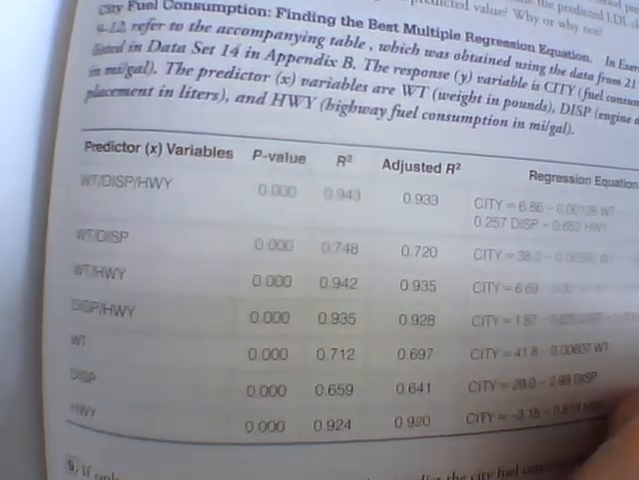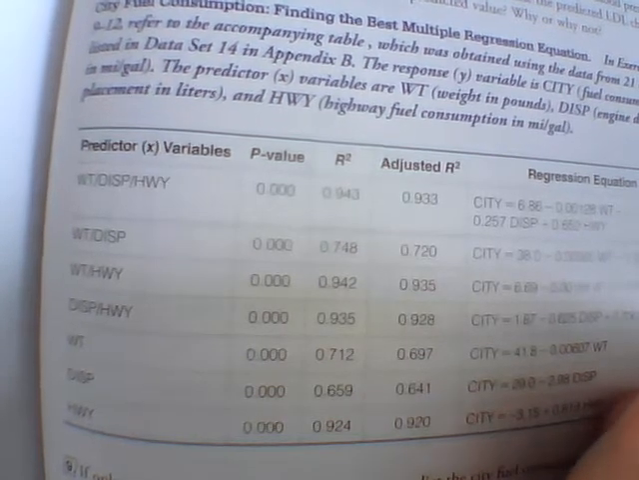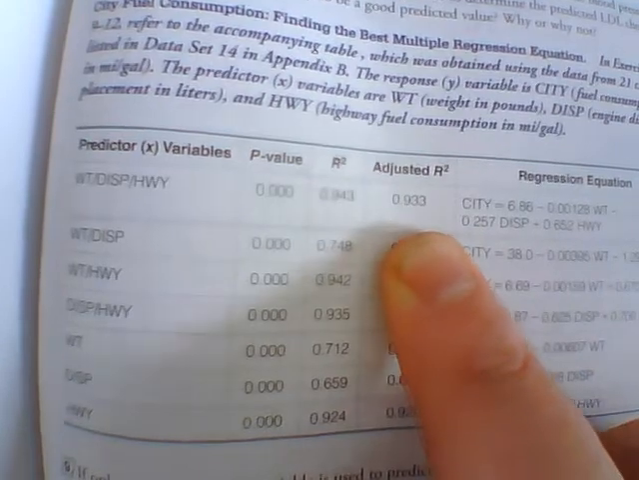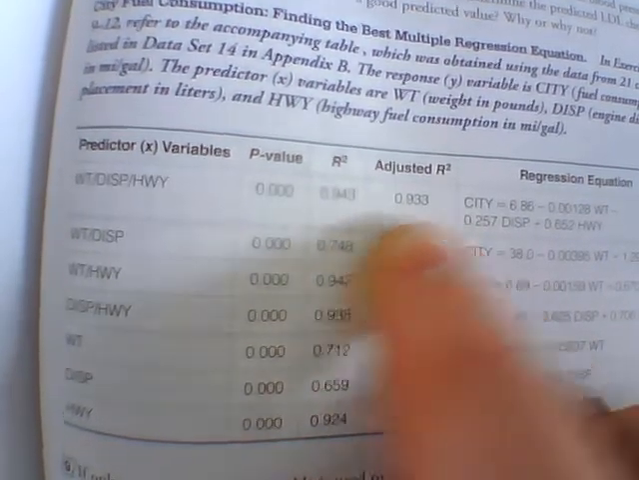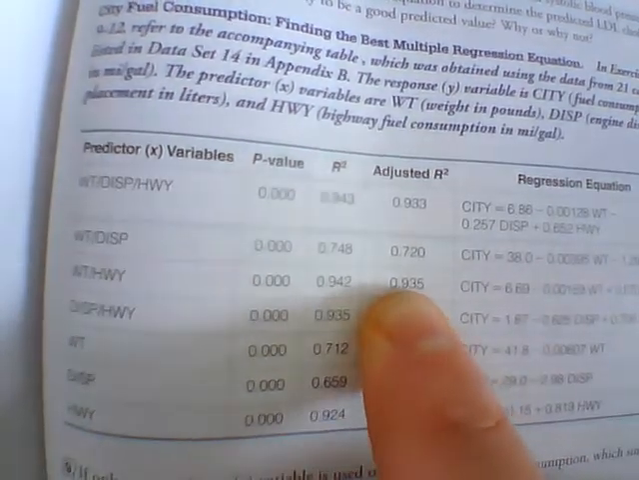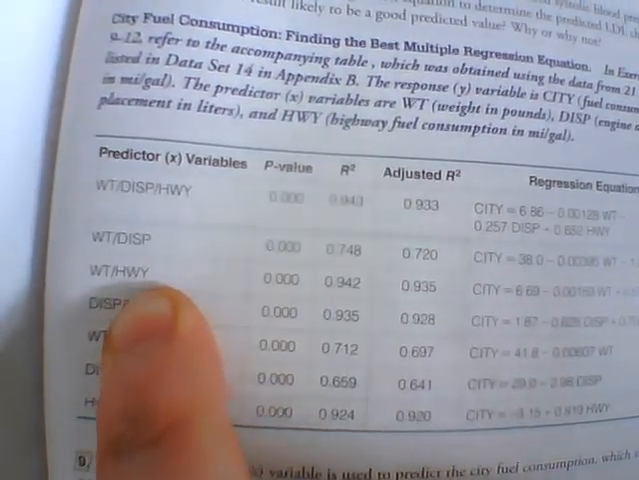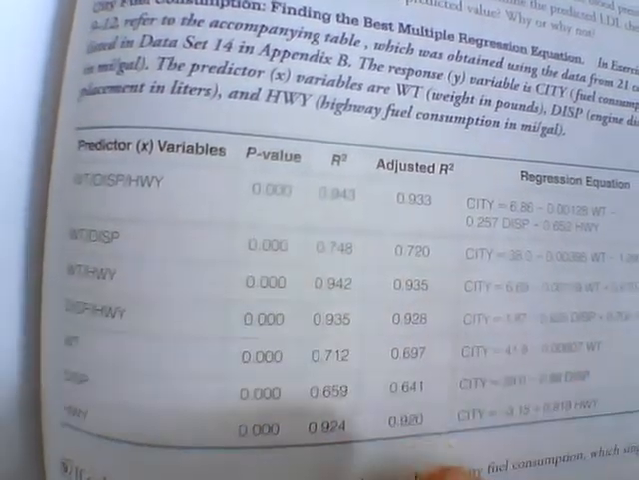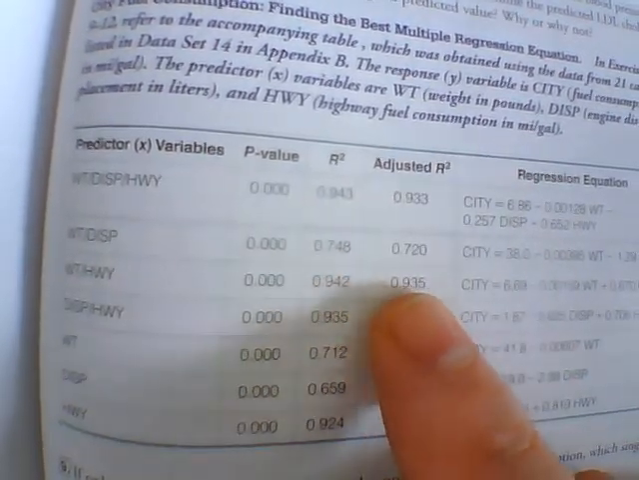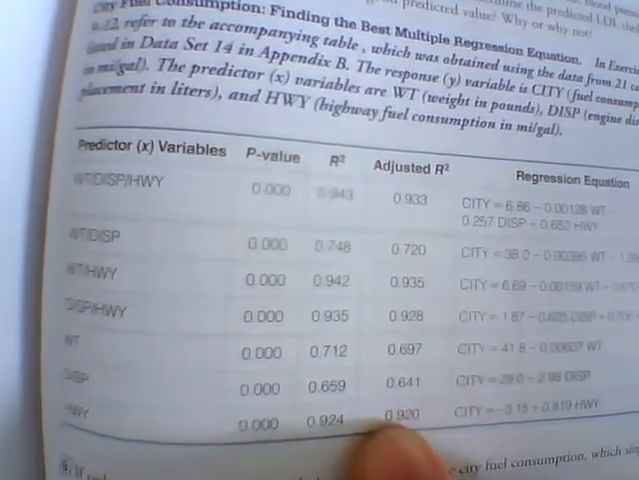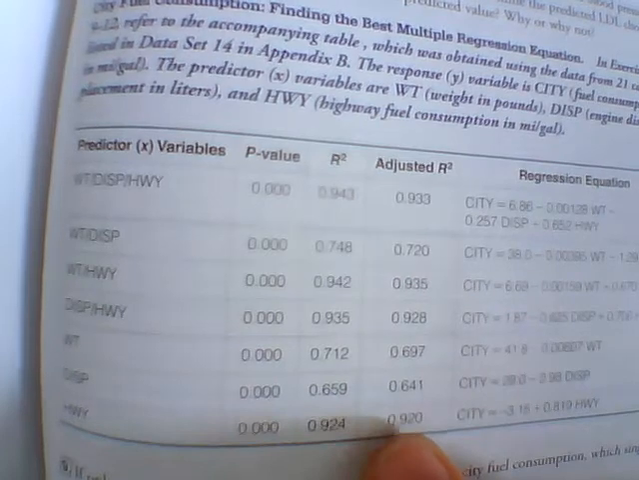Number 11, it says which regression equation is the best for predicting city fuel consumption. If we consider here we have a 0.933. That's with all three being taken into consideration. 0.935 is actually higher, and that has one less. It only has two indicators in here. But using common sense, 0.935, 0.920, this is very close.